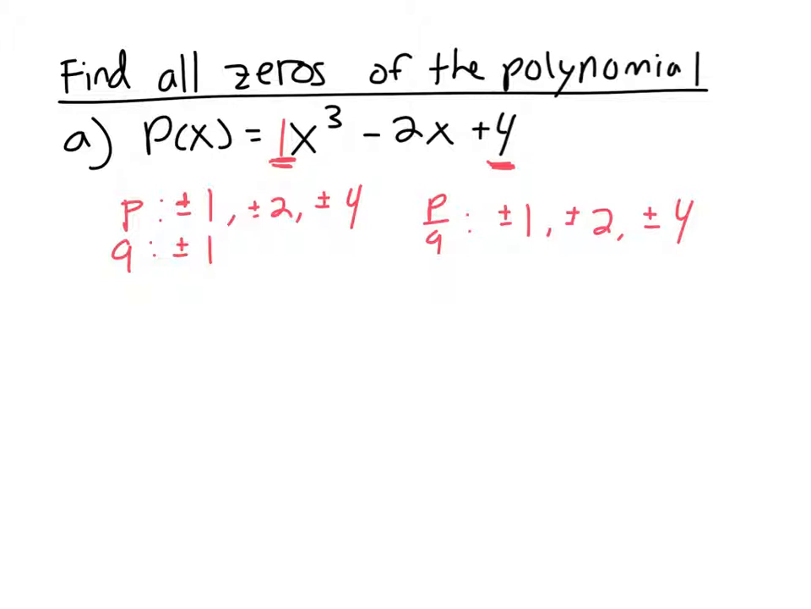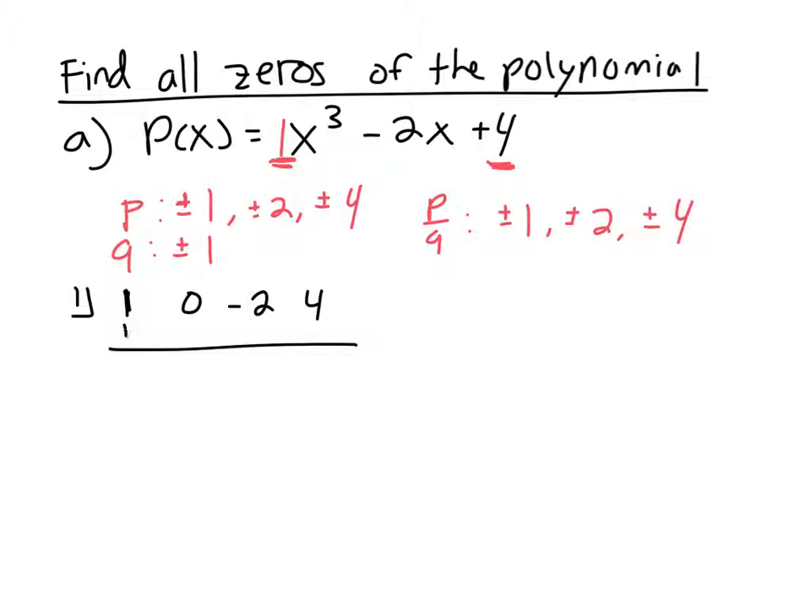Alright, so we need to test out our factors using synthetic division. I'll go ahead and just do a few. It can take you a while sometimes to find your factor, but I'll start with a factor of 1. My coefficients here are 1 and then 0. 0 is a placeholder for x squared because there's no x squared term here. And then there's an x and then the constant 4.